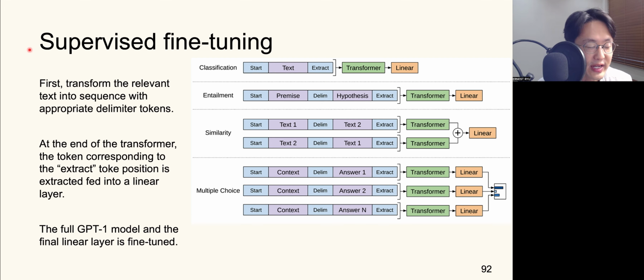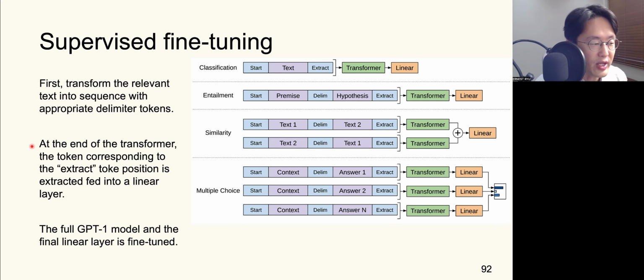So after the self-supervised pre-training, supervised fine-tuning is done. First, you transform the relevant text into a sequence with appropriate delimiter tokens. So for example, here we have classification. We have a start token, text, extract token, and then we have a classification. Entailment is whether the hypothesis follows from the premise. So we have a start token, premise, delimiter token, hypothesis, and then the extract token. The exact way you transform the training data into input sequences depends on the task, but there is a relatively uniform structure.